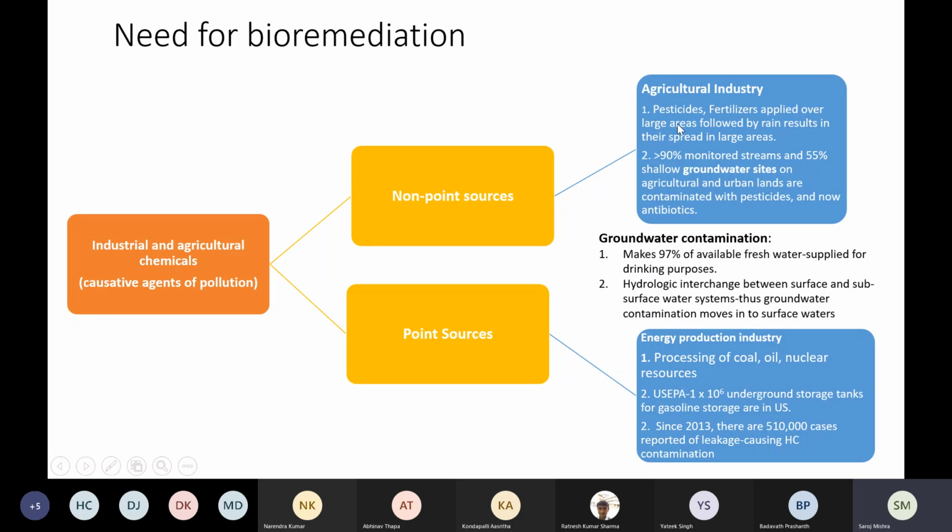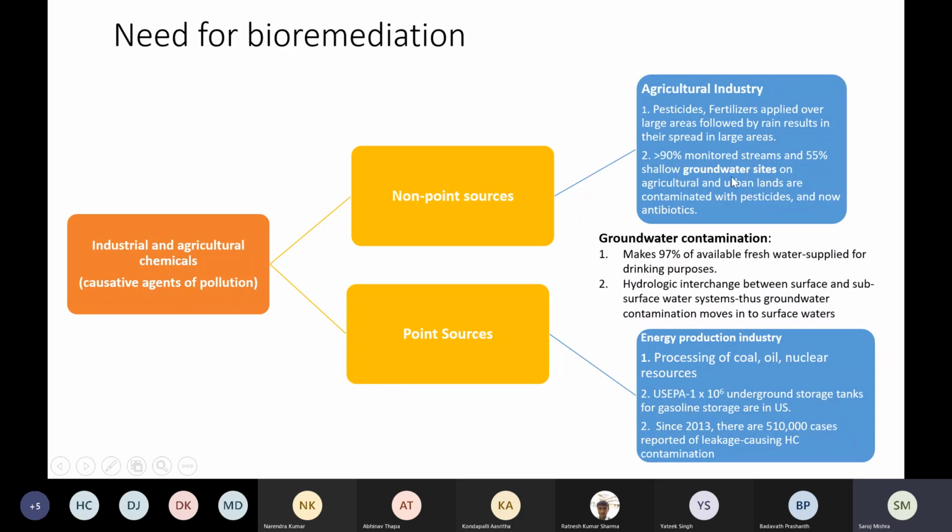In the agricultural industry, a lot of pesticides and fertilizers are applied over very large areas. And it is not something which is just done once in a while, but food is grown all through the year, and large areas are under agricultural land. If there is rain, then the pesticides and the fertilizers get carried over very large areas. And what has been found is that more than 90% of the monitored streams and 55% of shallow groundwater are affected.